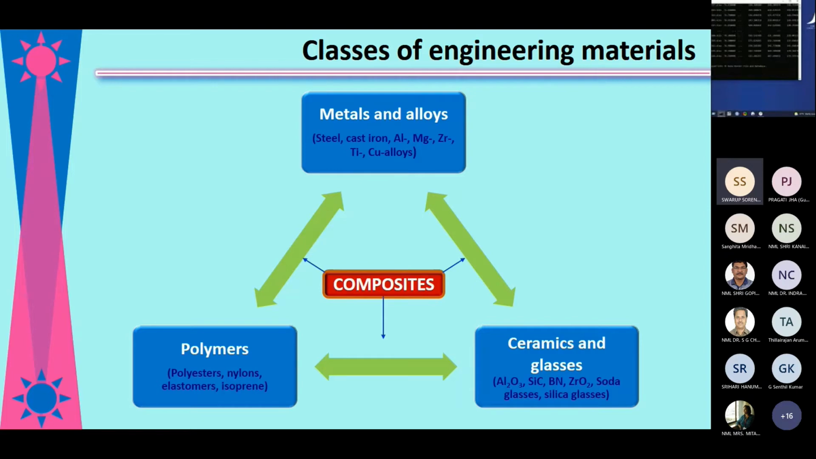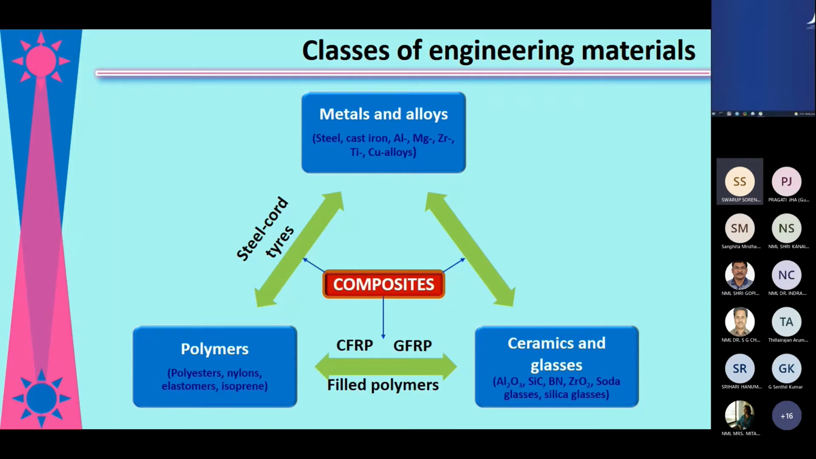For example, we know steel and tire cord. Polymers and metals and alloys, if they can be mixed in certain proportion and in certain arrangement, can lead to a composite. Similarly, carbon fiber reinforced plastics and glass fiber reinforced plastics can also be termed as composites. And we also know the ceramics and aluminum alloy composites. These are metal and ceramic composites.